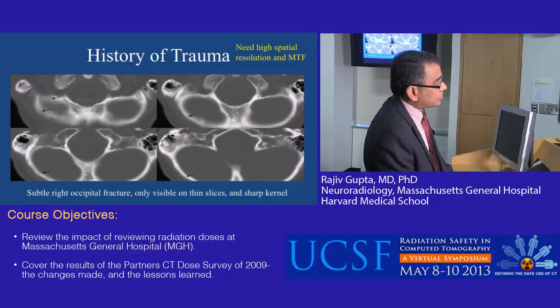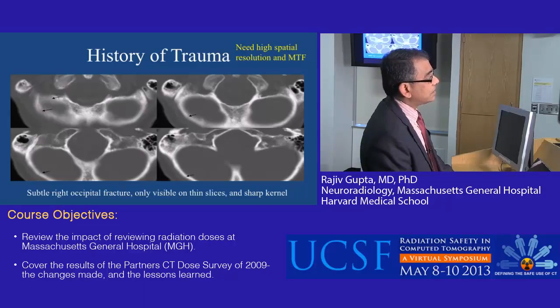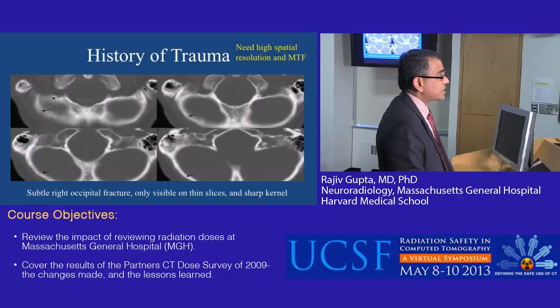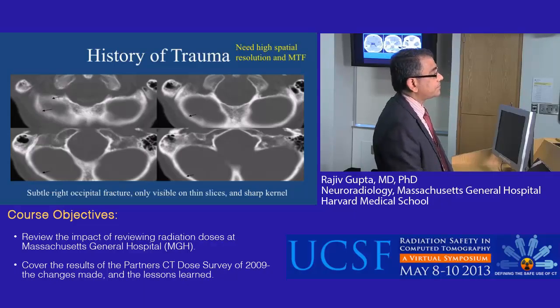And there is also some soft tissue swelling in this area, which is what drew our attention to it. It is very important to have very high spatial resolution in these scans, which necessitates a concomitantly larger amount of dose, because without that, it is possible to miss this very subtle fracture. So we need very high spatial resolution and very high MTF.